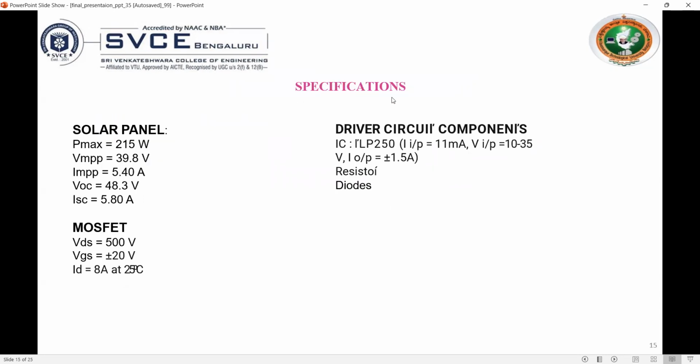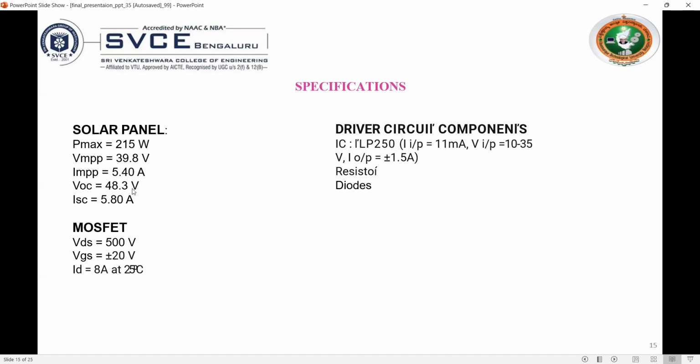Now coming up to the specification of our solar panel, MOSFET and driver circuit components. In the solar panel, the maximum power, Pmax, is 215 watts, VMPP is 39.8 volts, and IMPP is 5.40 amperes.